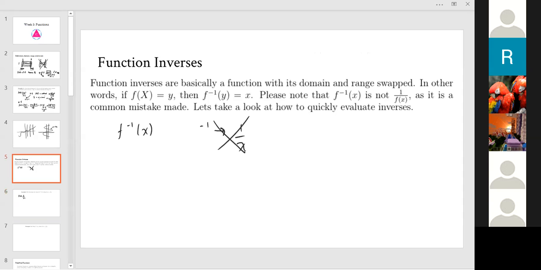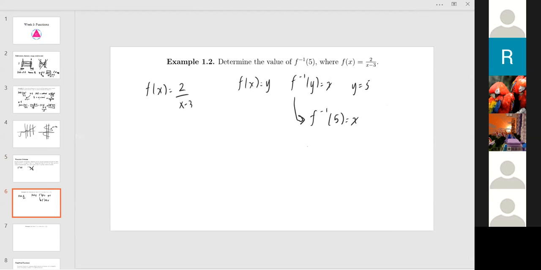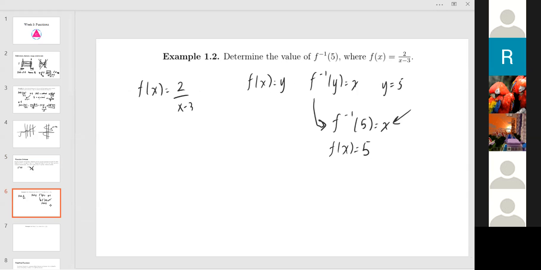So in the previous slide, we have that if f of x is equal to y, then f inverse of y is equal to x. So basically, we can set y is equal to 5. We get that if f inverse of 5 is equal to x, then we have that f of x is equal to 5. So to determine the value of f inverse of 5, we basically just want to find this value of x. To do that, we can solve this equation.